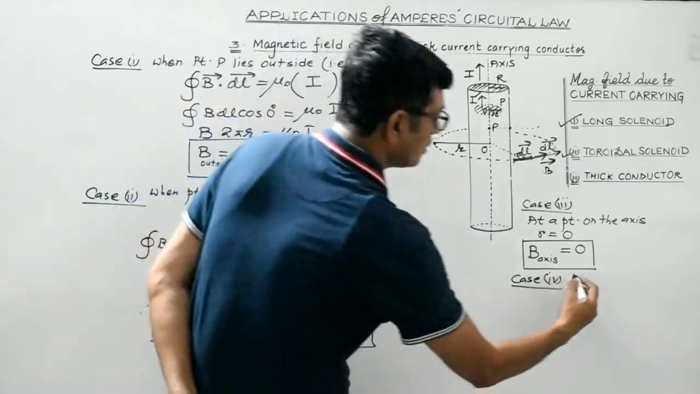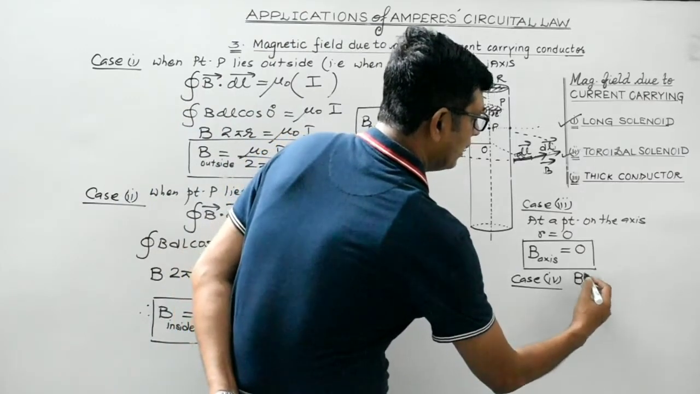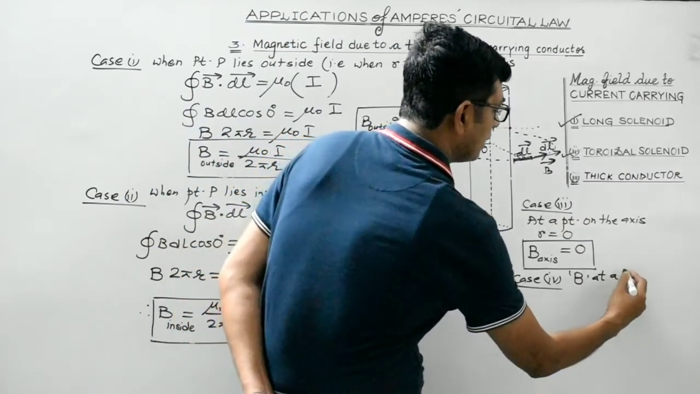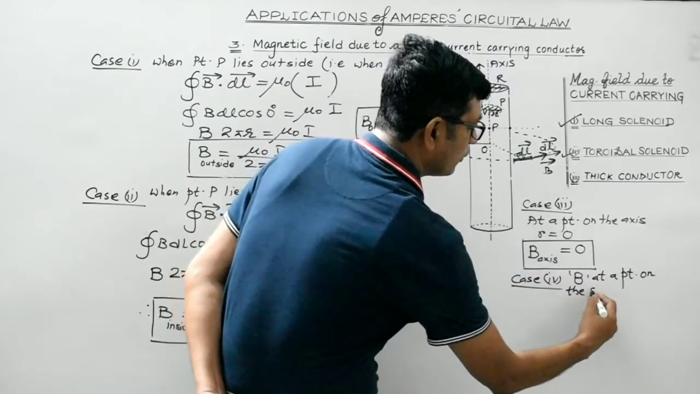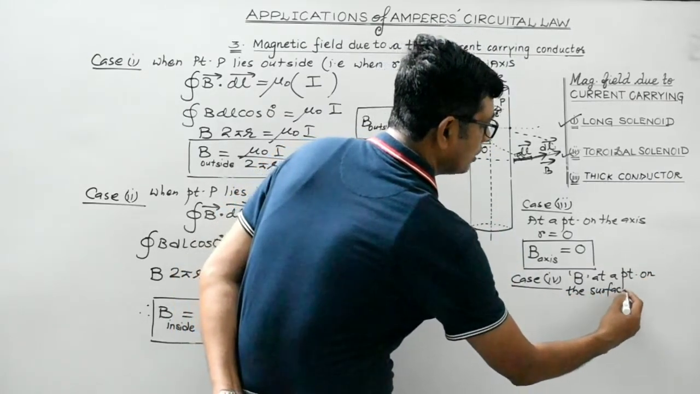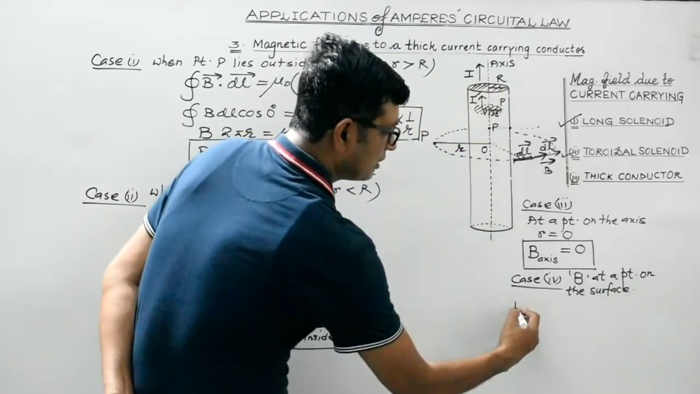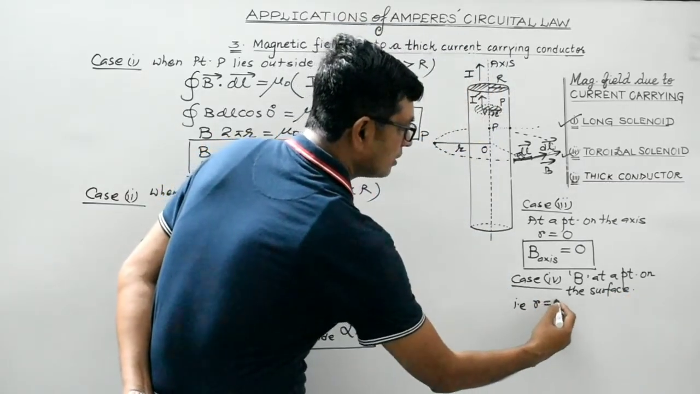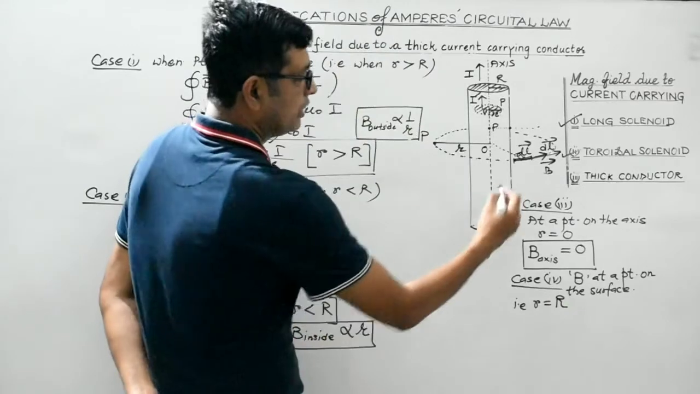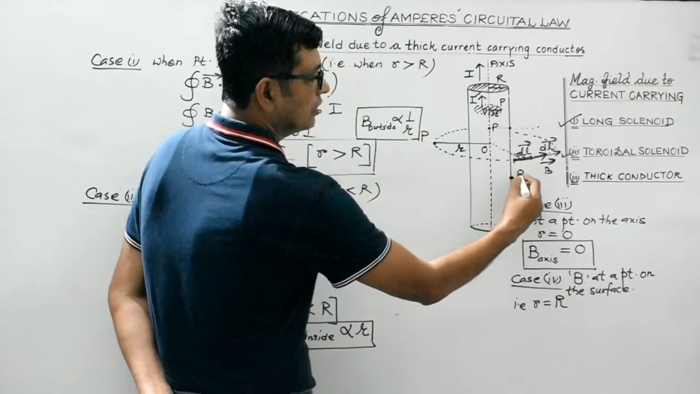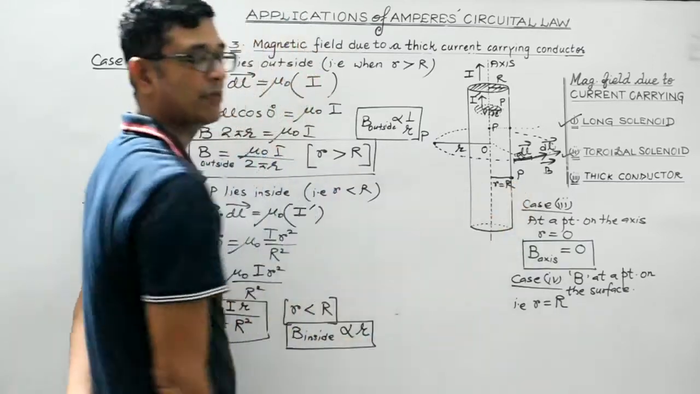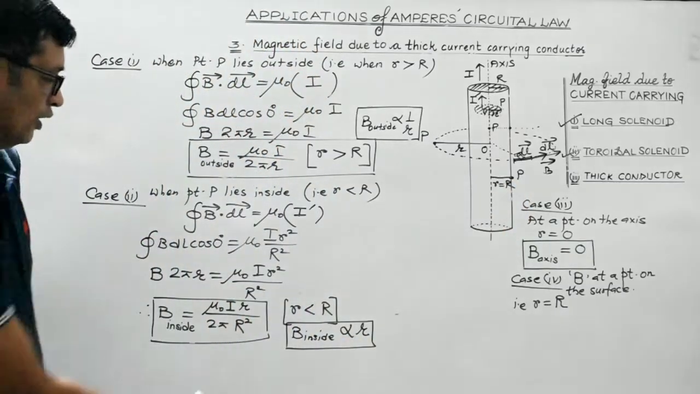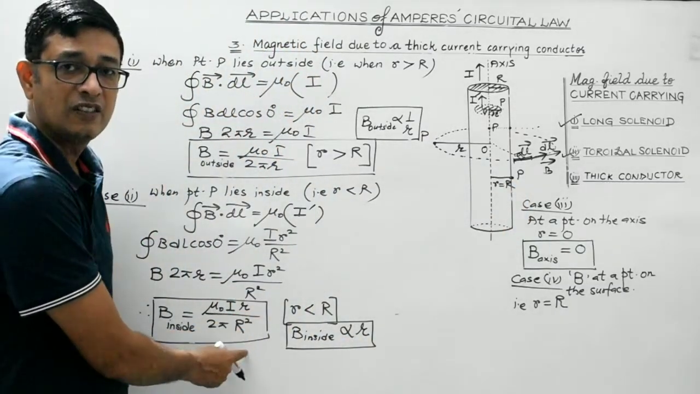So, case 4 is magnetic field at a point on the surface of the conductor, that is when small r is equal to capital R. When the observation point lies somewhere over here, here small r would be equal to capital R. Right, students? So again you can make use of this result.